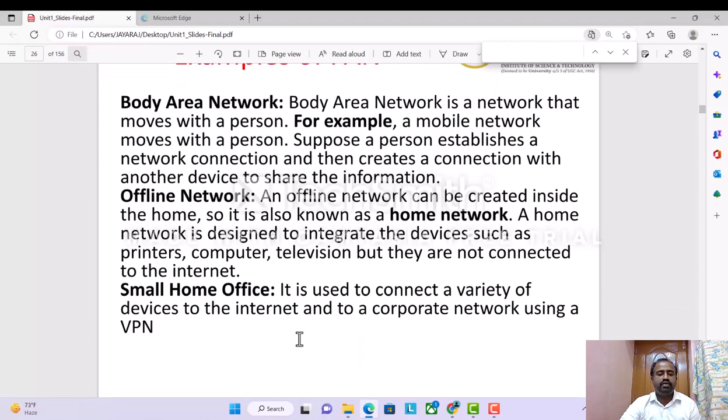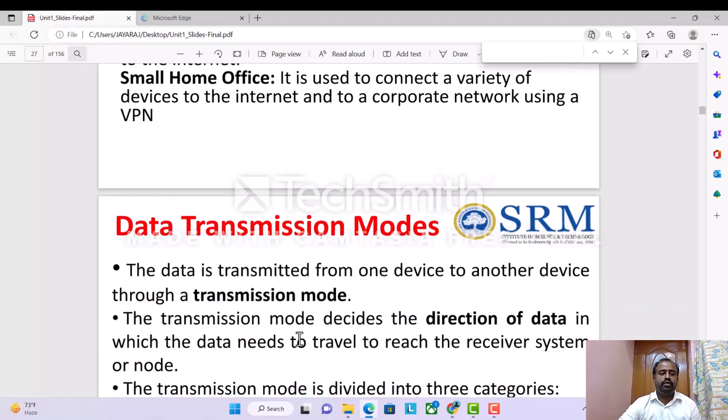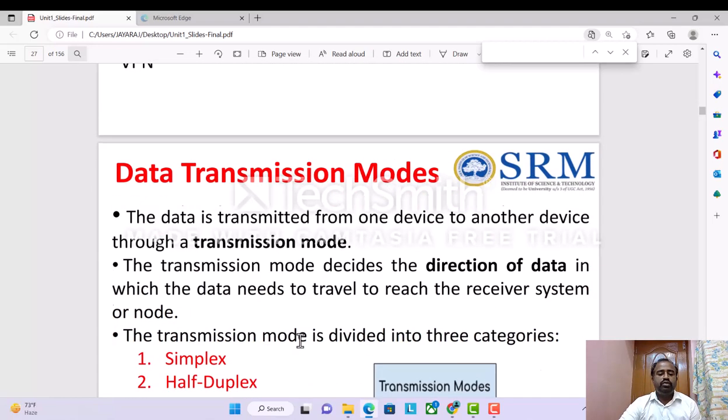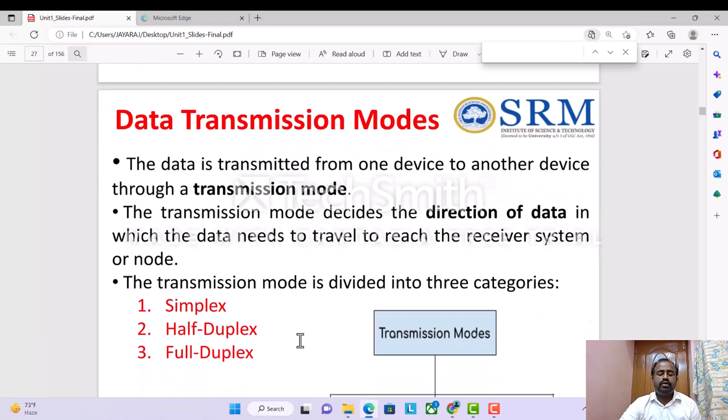These are all the various examples of PAN. Then now we have data transmission modes. We have discussed the transfer. Now how has this data been transferred, that means the messages.